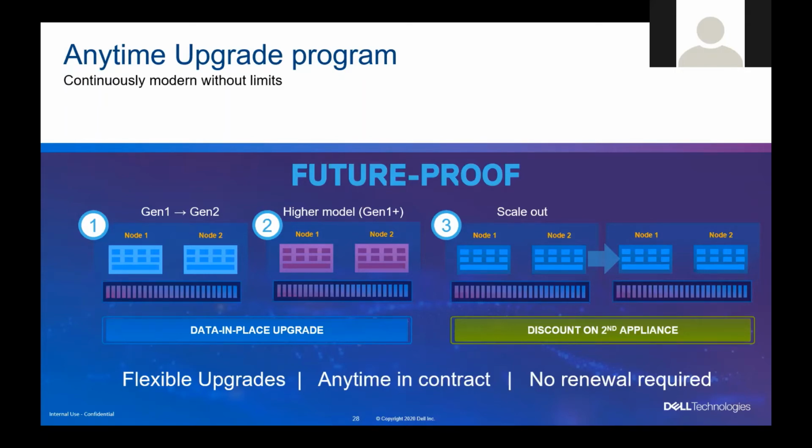The last option would be if you start with, say, a 3000, you're like, I'm out of capacity, or I need more capacity or more CPU and memory, then we can add the scale out piece, which will add a second appliance into the environment. Again, anytime in the contract, and you don't have to renew your maintenance in order to take advantage of this program. So, it's a little bit different than some of the other upgrade programs out there in the market. So, it's pretty exciting, actually.